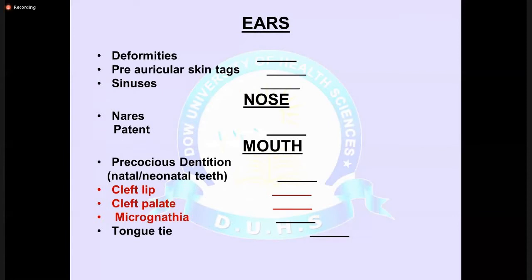Look at the ear deformities. Any preauricular skin tag, any sinuses or absence of pinna, you should label that this is a problem in the ears. Look at the nose, the patency of the nose is important. And check the mouth, the oral cavity examination is important for any precocious dentition, any cleft lip, cleft palate, micrognathia, tongue tie. You can examine for any abnormality seen in the mouth.